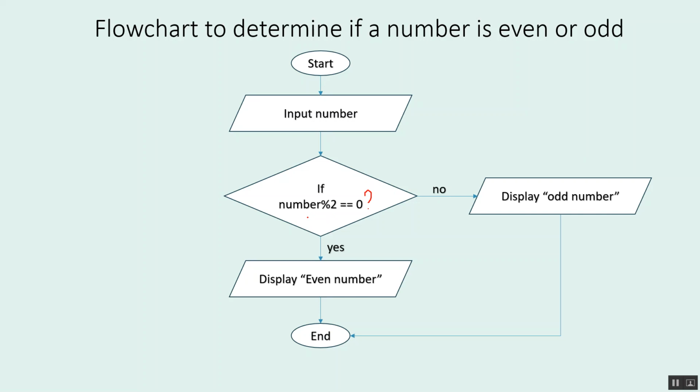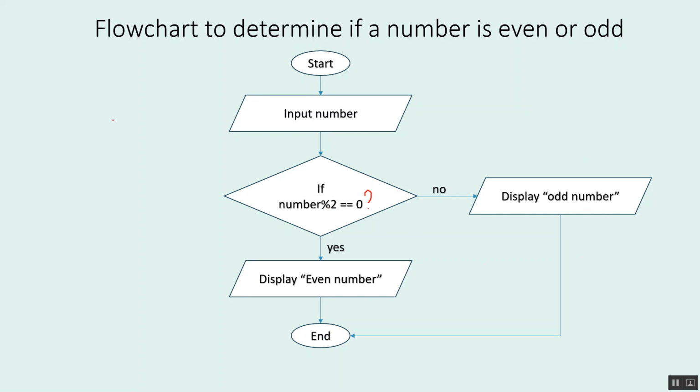Now for the case where the number is equal to 5. 5 modulo 2 means we're dividing 5 by 2, which is 2.5. But here we're trying to get only the remainder, which is 1. 2 times 2 is 4, so there's an excess of 1 on the operation. So 5 modulo 2 is equal to 1, and it is not equal to 0. That's why it's an odd number.